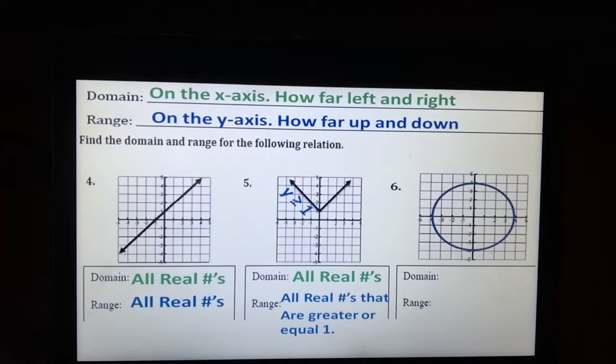Okay? Now number 6 is also a little bit different because now we have a circle.